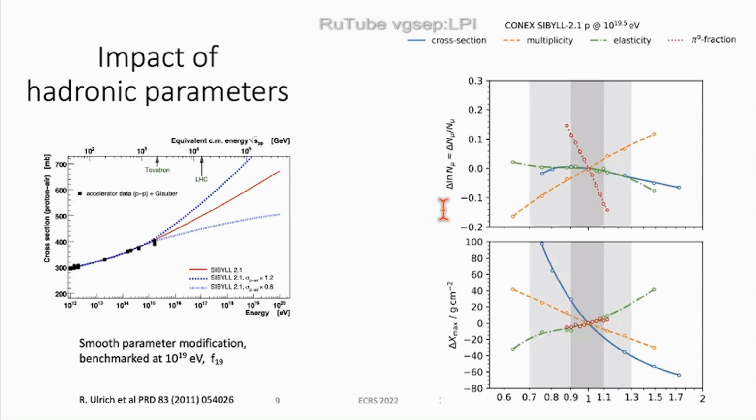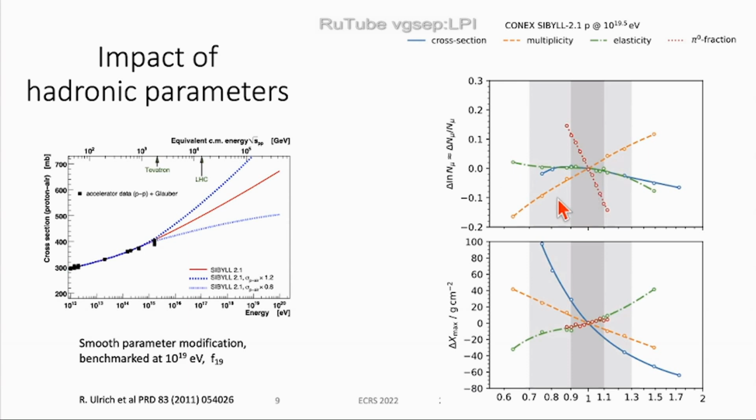So let's see how the different hadronic parameters impact the development of the shower. This work was done by Ralph Ulrich and some colleagues more than 10 years ago, by a smooth variation of basic parameters, which are the cross-section, the multiplicity, the elasticity, and the fraction of pi zeros. He could study this by a smooth change, which is depicted like that. So it's kept at low energy, so there is no variation, and then a smooth function changes the evolution above this energy threshold. You cannot introduce a sudden change.